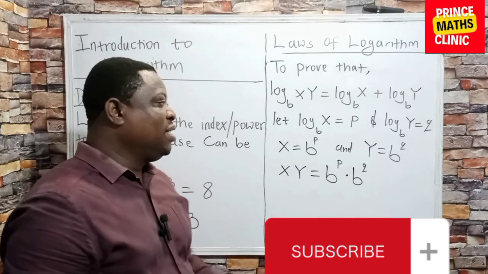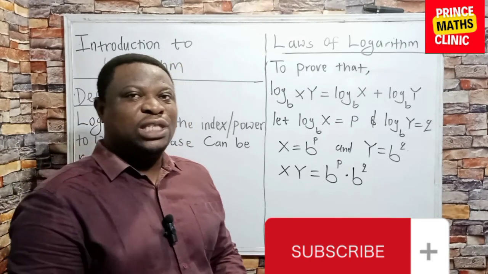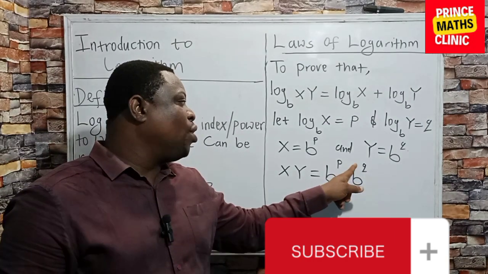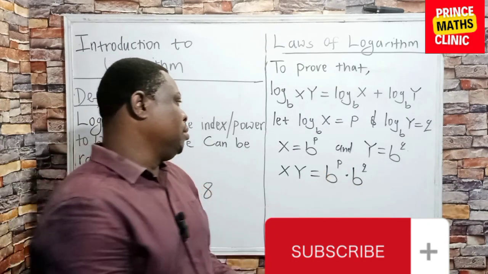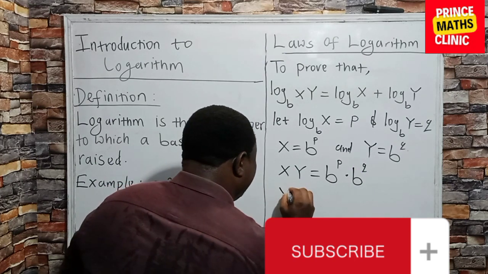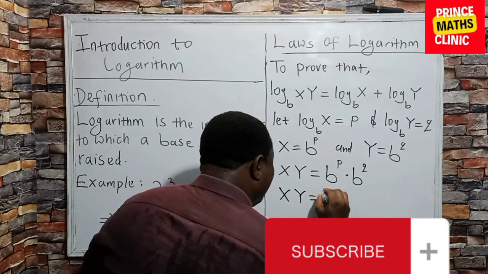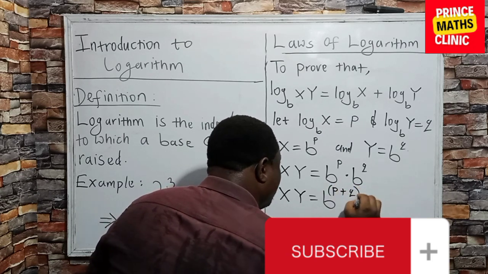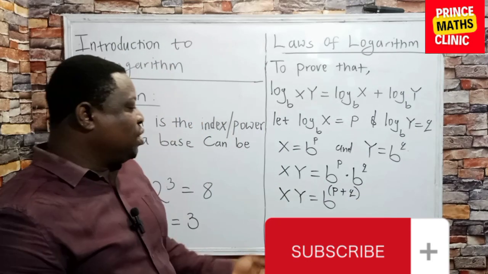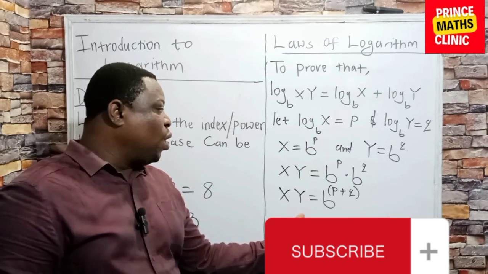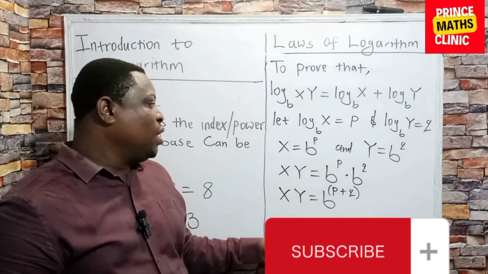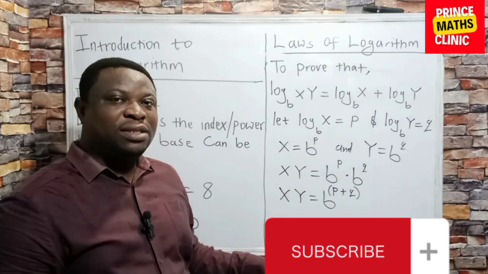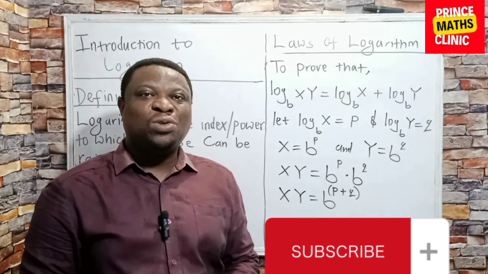Remember, we are multiplying. Going by the laws of indices, we know that when the bases are the same under multiplication, you add the second power to the first power. Therefore, doing that, you have xy equals b to the power of p plus q. Let me put this in a parenthesis. So this is the result from this, because the law says that once the bases are the same, you add up their powers. Now, moment of truth.